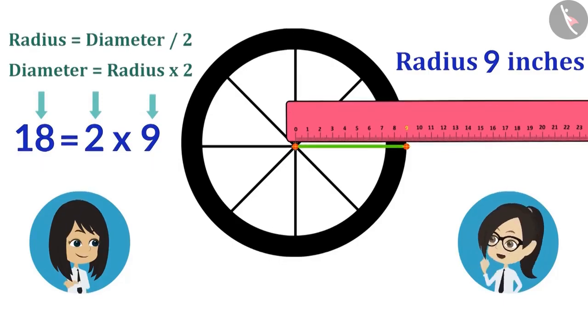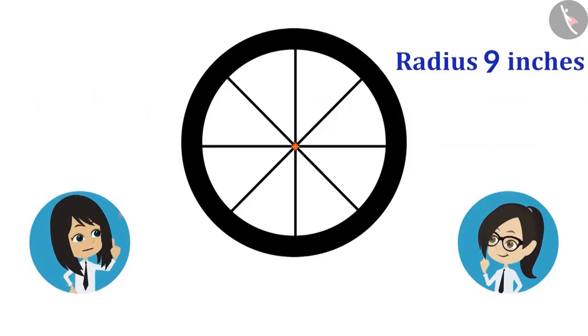Yes. Why not measure the diameter of this wheel so that we know that our calculation is correct? Okay, we will also measure the diameter. To measure the diameter, we have to draw a straight line joining both sides in such a way that the line goes through the center.